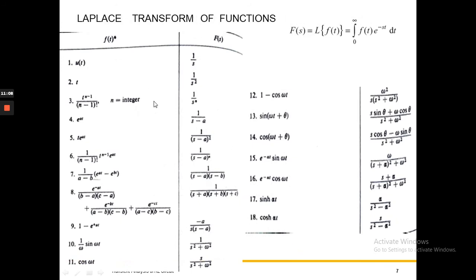Then you have to know the basic results of the Laplace transform of common functions. The Laplace transform of the unit step function will be 1 by s. The Laplace transform of the ramp function t will be 1 by s square. The Laplace transform of the exponential function will be 1 by s minus a, like that. These common results you should remember. The Laplace transform of sine wave will be omega divided by s square plus omega square. The Laplace transform of cosine wave will be s divided by s square plus omega square, like that. Because you have to take the Laplace transform, and after manipulation you have to take the inverse Laplace transform.